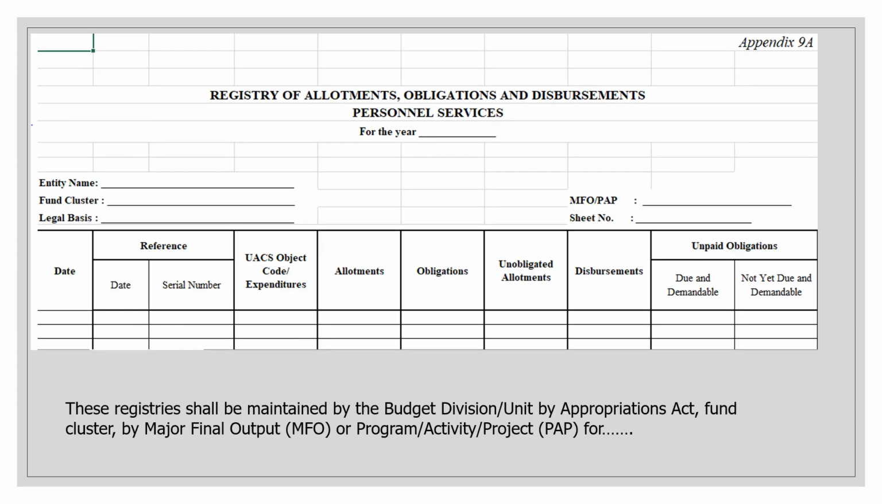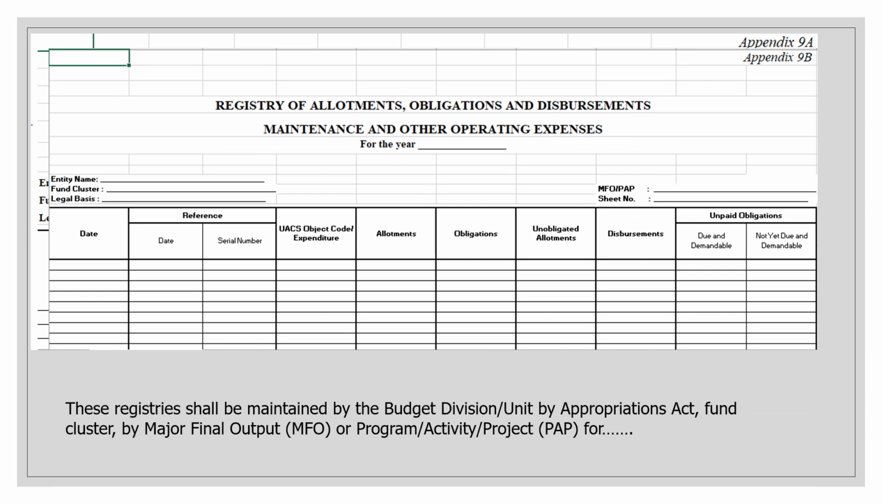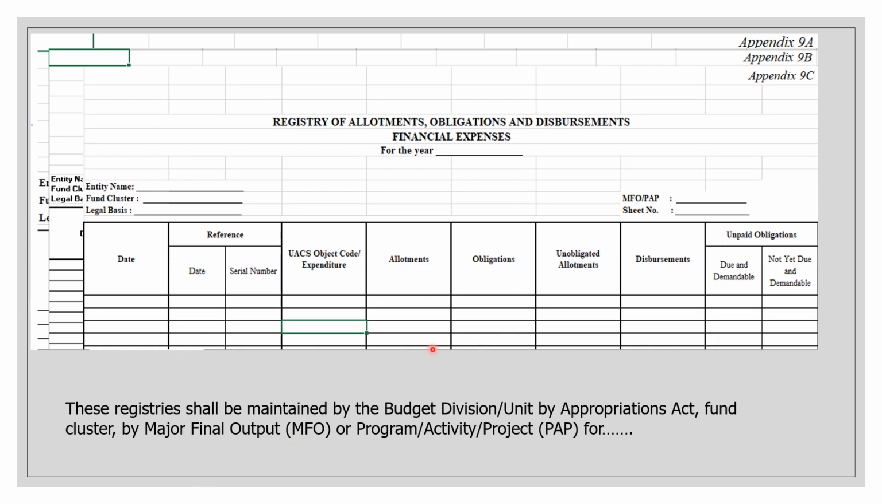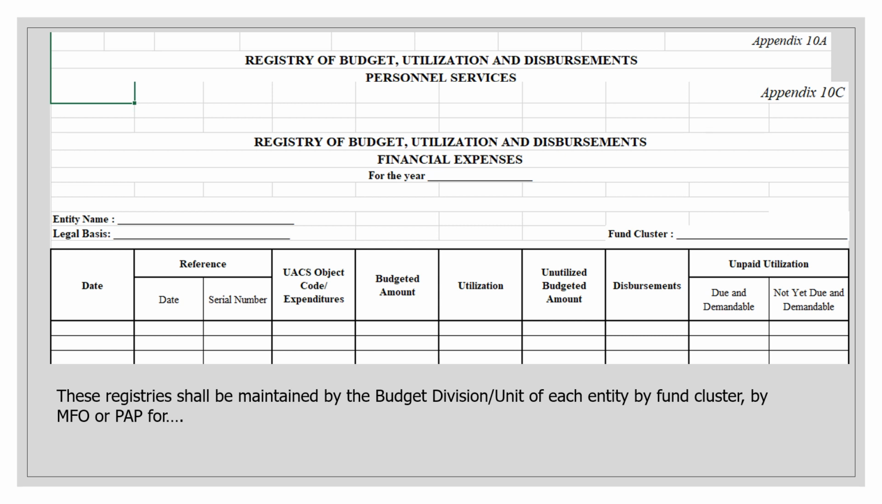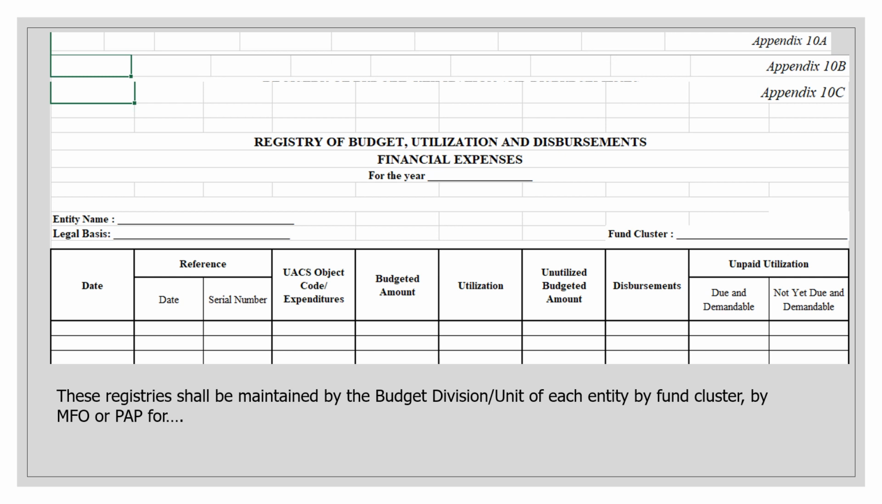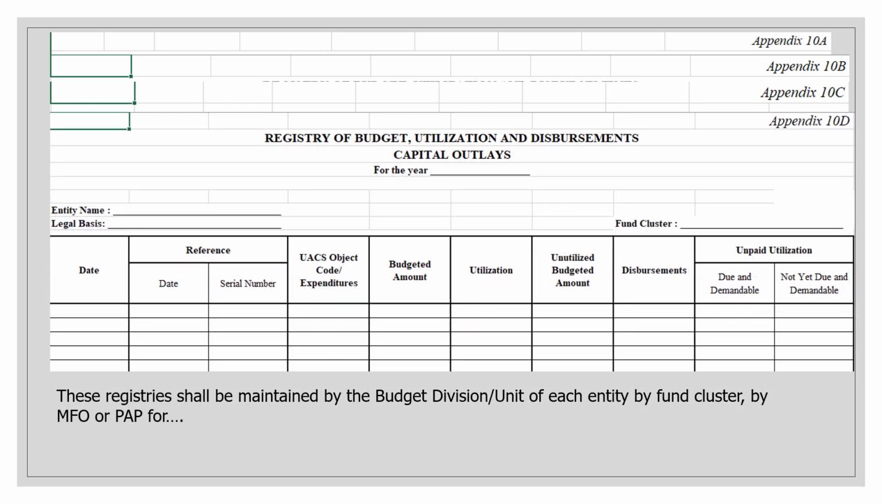So here we have our RAOD, the Registry of Allotments, Obligations, and Disbursements. The goal here is simple: to make sure that our obligations incurred will not exceed the allotments, and that our actual disbursements will not exceed obligations. We also have here the RBUD, the Registry of Budget Utilization and Disbursements. We record here the budget and the corresponding utilizations and disbursements charged to the retained income. This will be maintained for each object of expenditure.